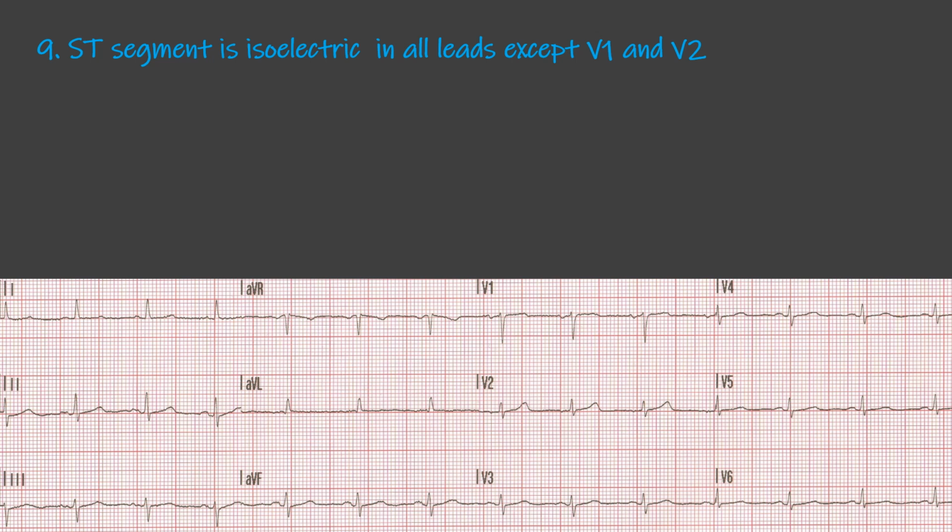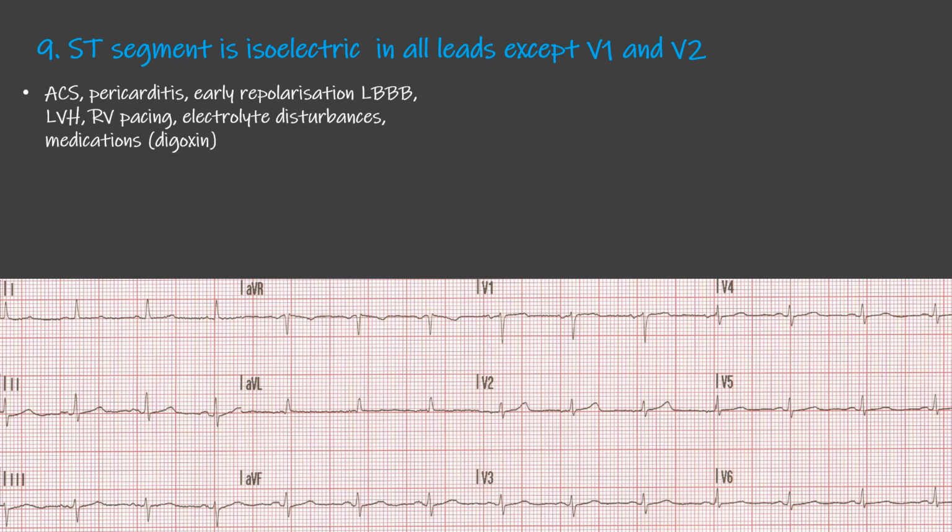might be causing it. But some common causes include acute coronary syndromes, pericarditis, early repolarization and left bundle branch block, left ventricular hypertrophy, including a strain pattern with the LVH, right ventricular pacing, electrolyte disturbances, and certain medications such as digoxin. Now, on this example ECG, we can see that there doesn't appear to be a significant amount of elevation or depression in any leads. So we'll now look at a few examples.